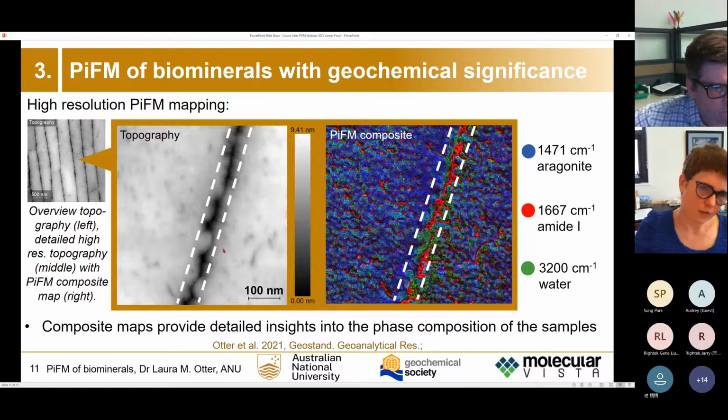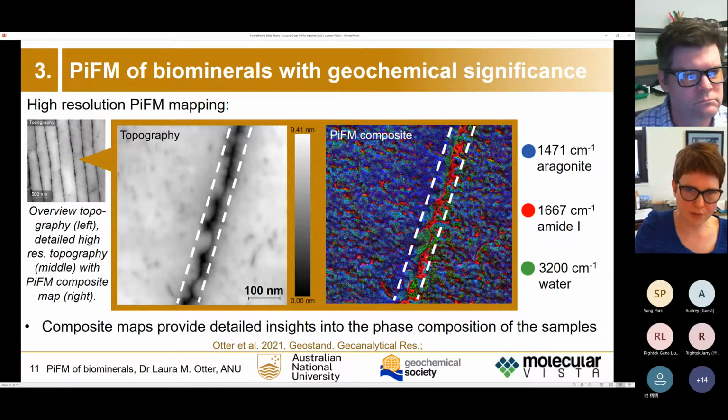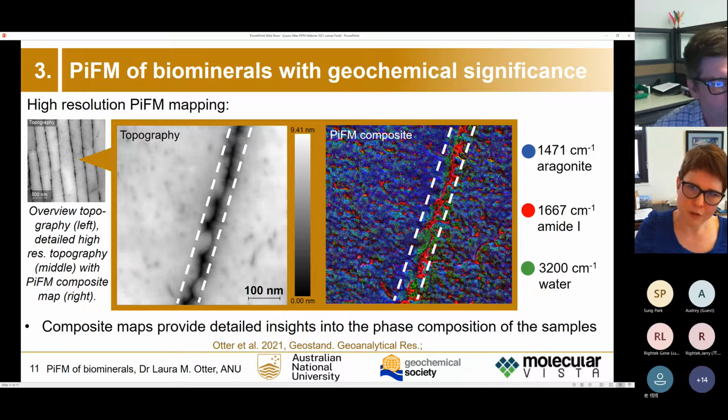So another way we can look at PFM data is just to stack all the different PFM maps together to form a composite map. And this is what we see here. The blue color shows the calcium carbonate peak that was mapped, and that's mostly showing up in between the membrane in these 2 different tablet areas. And then we had the amide peak that shows up mainly in the area of the organic membrane and also in these little speckles of the calcium carbonate.